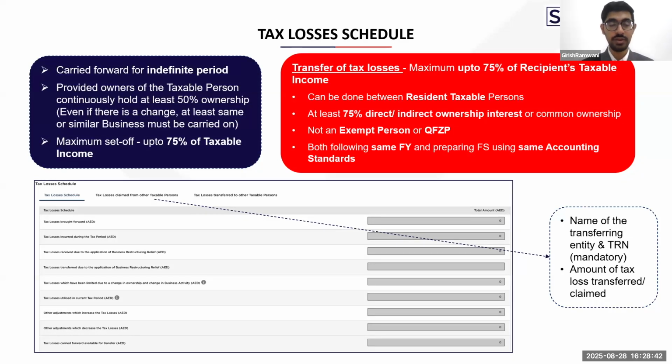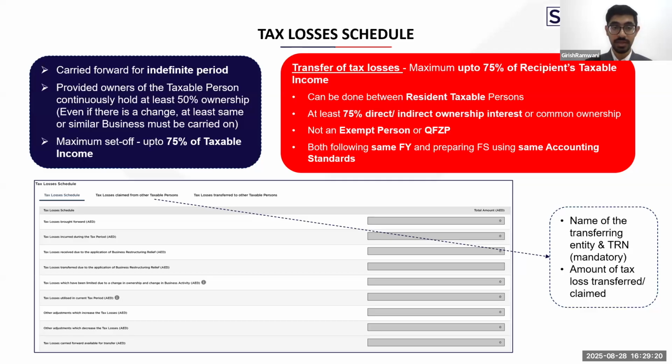The tax loss schedule is very important if you want to carry forward your tax losses. As per the corporate tax law, you can carry forward your tax losses for an indefinite period. You can carry it forward for an unlimited period and set off against your future tax periods' profits. Basically, you can set off the future profits against the losses that you have incurred now and reduce your tax liability in future years. And this can be carried forward for an indefinite period, provided at least 50% of the ownership remains the same. This is very important.